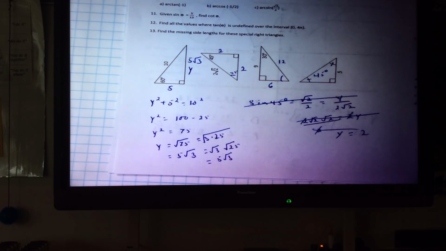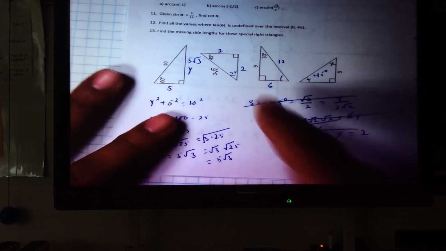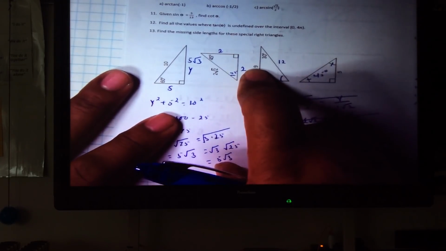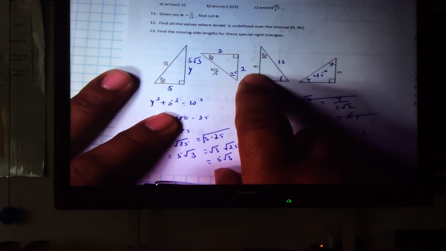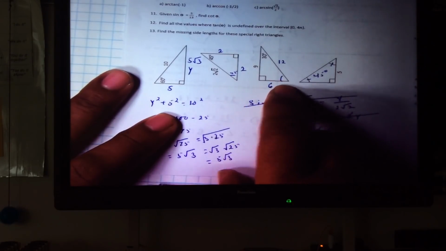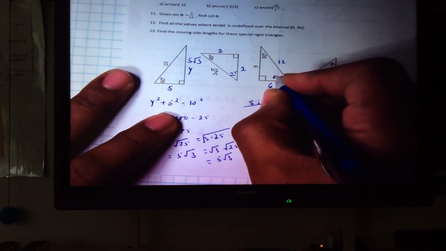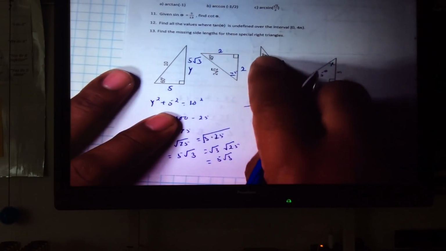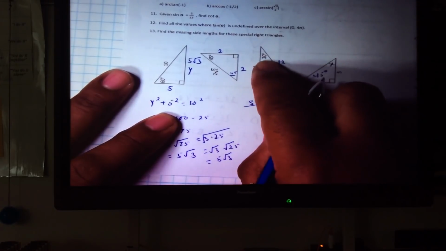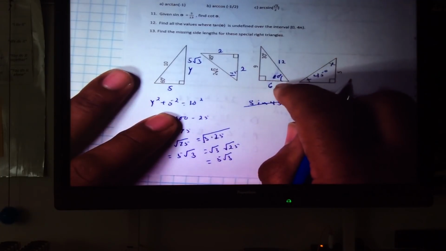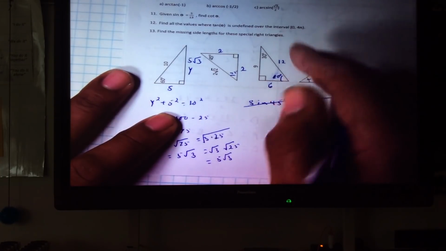Okay. Let's go back to this one. I've got this side over here. Okay? So this angle here has to be 60 degrees. This one over here, if I use the cosine of 60 degrees, let's not do this yet.